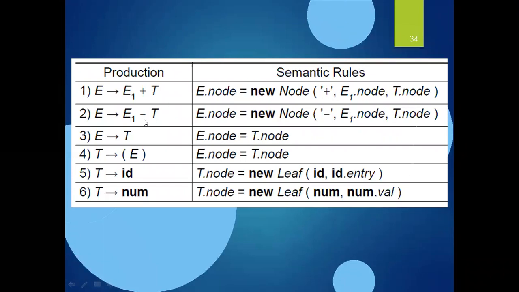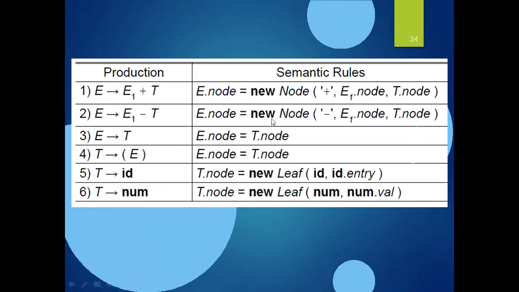And go to the next rule, E1 minus T. Here the label is minus, and we have two pointers: this is a left pointer and this is a right pointer. When we write the semantic actions, we must first define the attribute of the nodes. Please don't forget that. That's why I'm writing E.node; node is defined as an attribute here. So minus is the label, the left pointer is E1 and the right pointer is T.